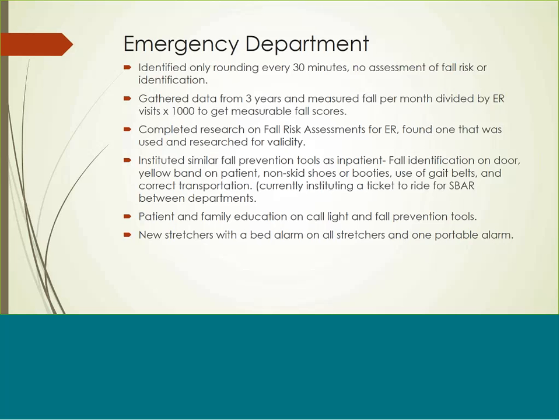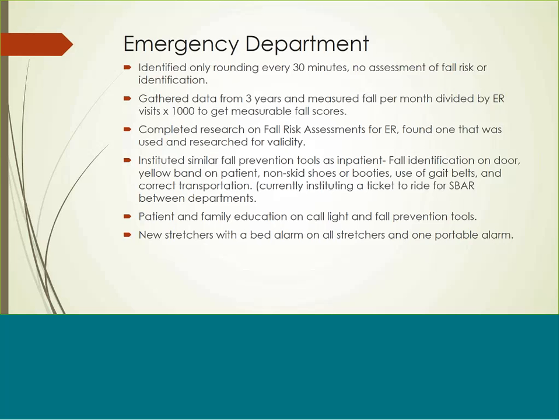What we did was we took our fall data that we had in the database and we divided it by how many ER visits there were for that month and then multiplied it by 1,000 so that we were comparing our numbers correctly so we could see how the numbers were looking. And it did really show that we have a run chart that I'll go over with you that shows it was kind of up and down, but that we did have an identified risk factor in the ER with falls.